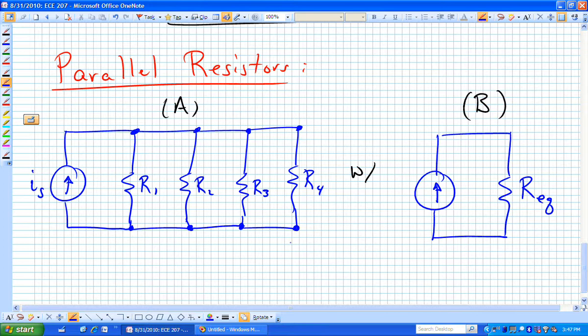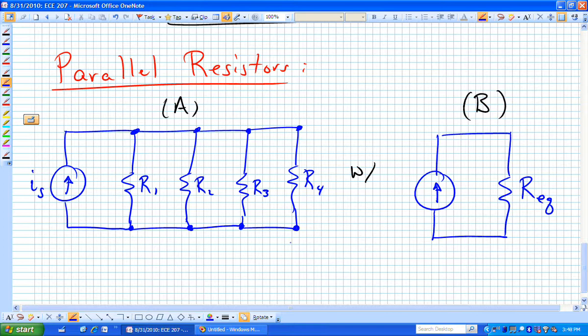V is equal to IR. If I gave you, instead of that current source, a voltage source, there really shouldn't be much to do. The current through R sub 2 would be that voltage divided by R sub 2. So it'd be pretty easy. This makes it a little more interesting or challenging. You don't know right off the bat what that voltage is across R1, R2, R3, and R4, although it is the same voltage. Does that make sense?